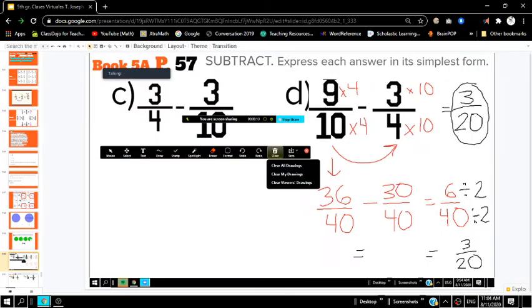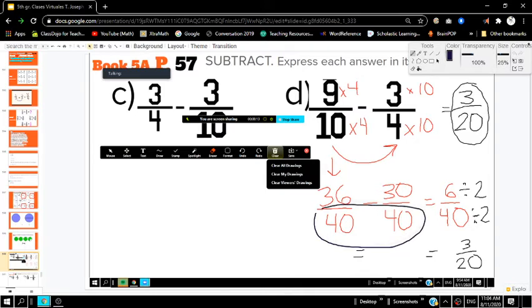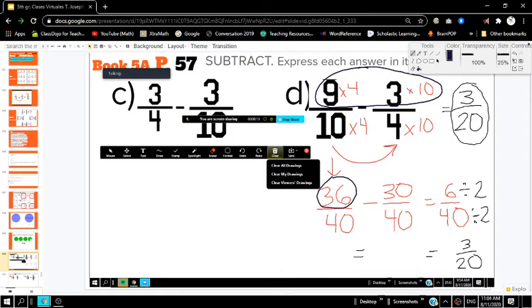Last time, what we did was we were working on page 57, and we did problems A, B, C, and D. Here's an example of what we did for D. We multiplied 10 times 4 and 4 times 10 to get the same denominator. 40 is our denominator, as you can see down here. Then what we did was multiply those numerators by the same numbers that we multiplied below. 9 times 4 is 36, and 3 times 10 is 30.